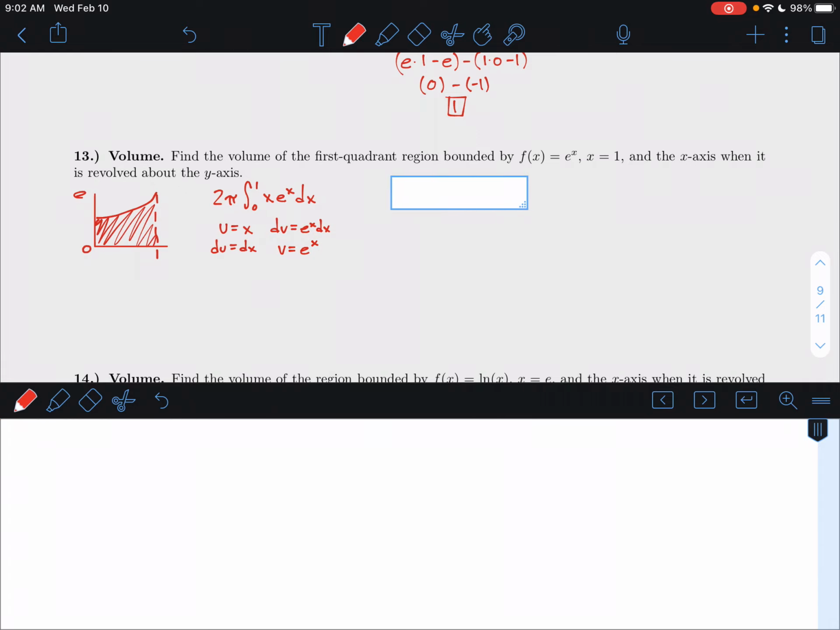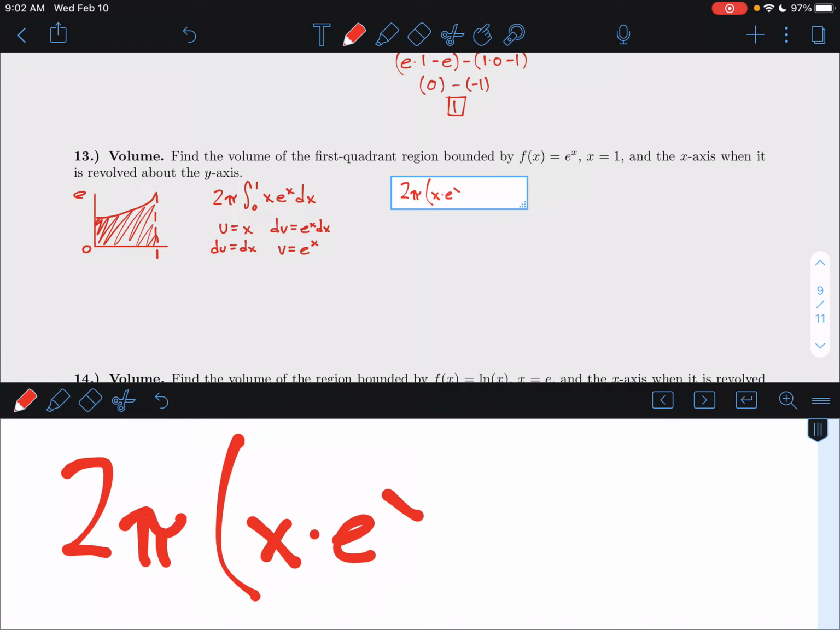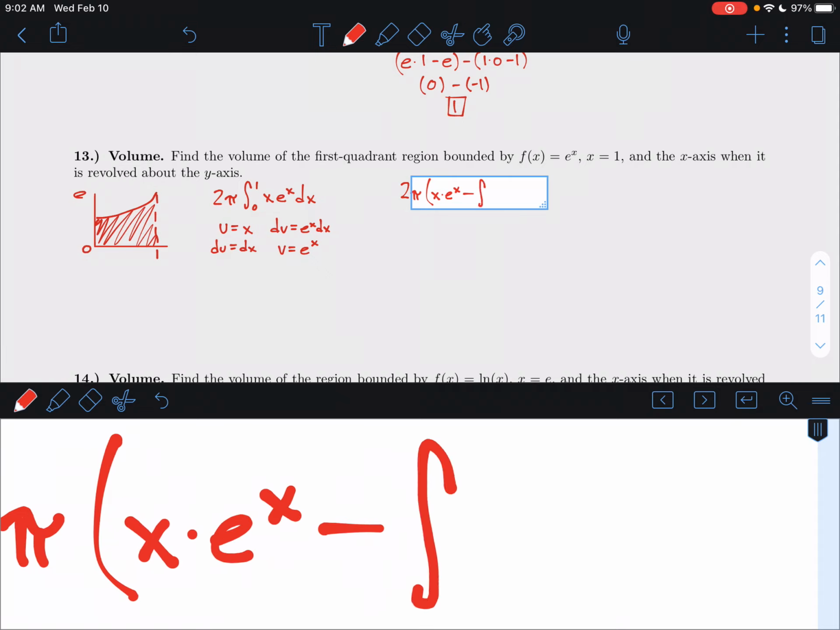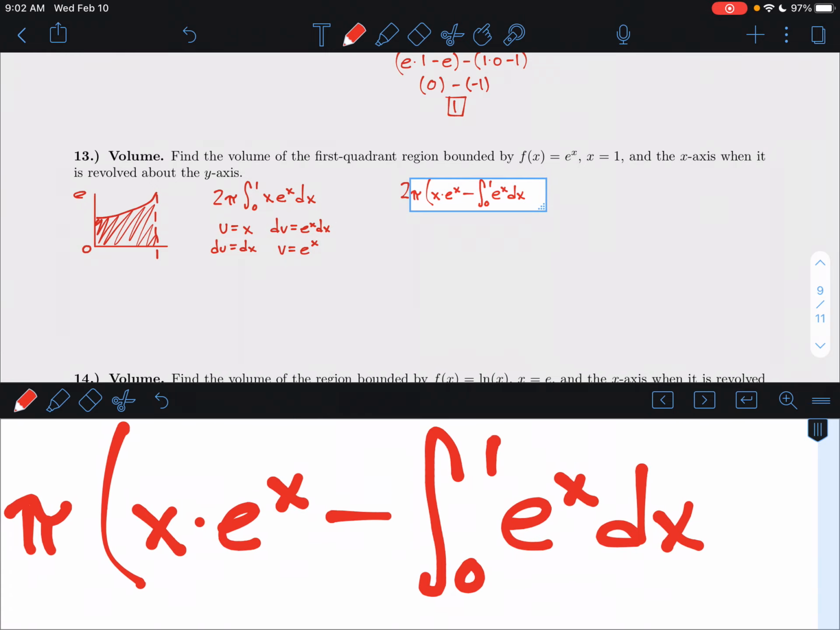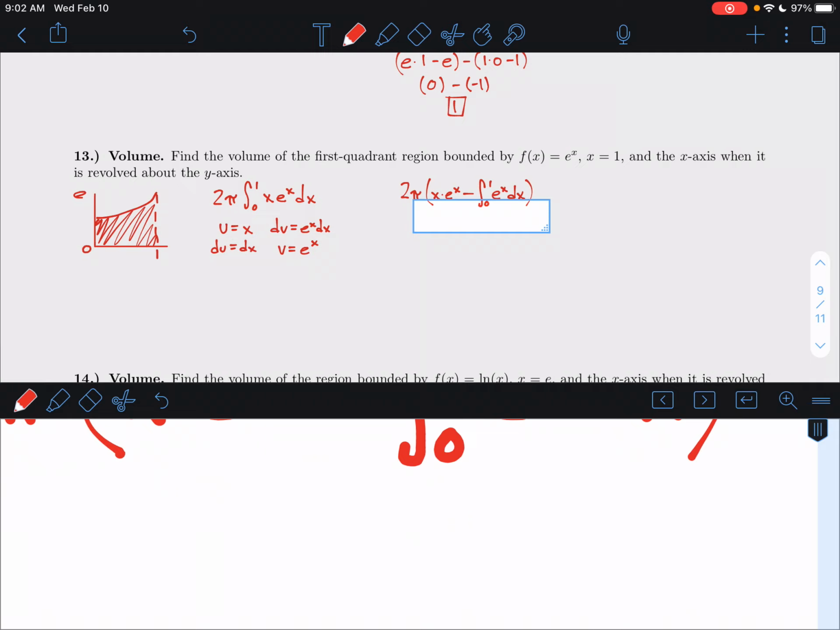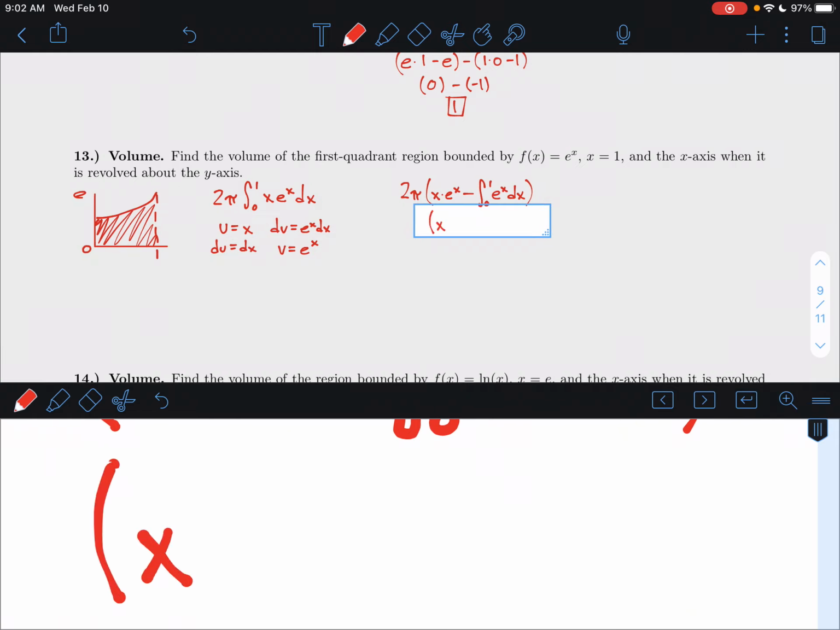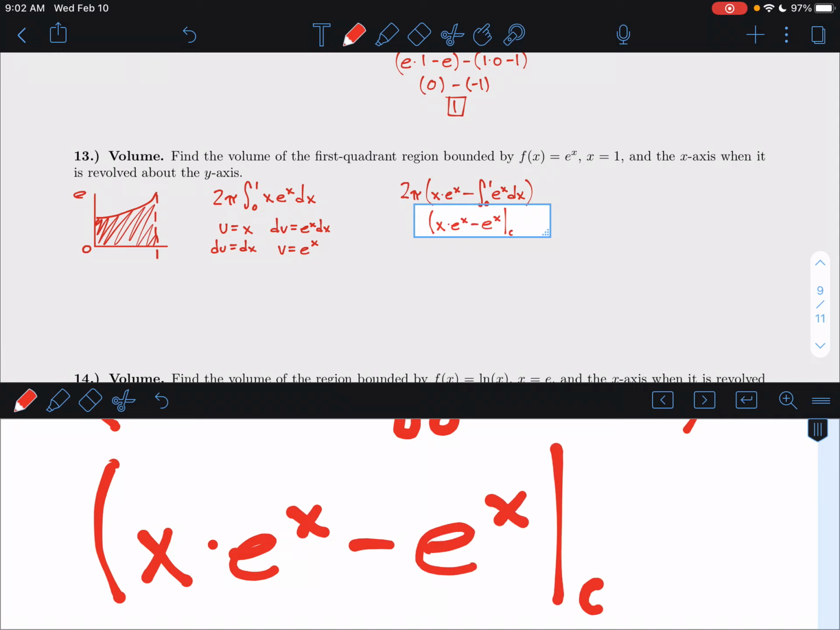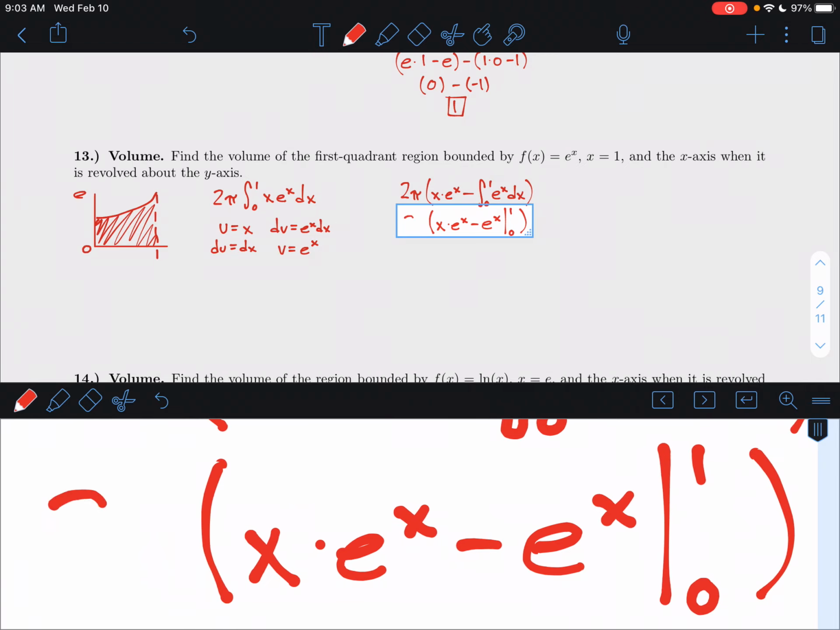So I'm going to do, well, I have 2 pi, first of all, times u times v, so x times e to the x, minus the integral of v du. So the integral from 0 to 1 of v du. Well, that's pretty simple, because the integral of e to the x is e to the x. So I have x times e to the x minus e to the x, and I'm evaluating this from 0 to 1, and also multiplying it by 2 pi.